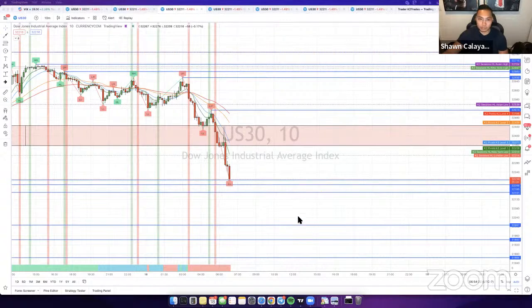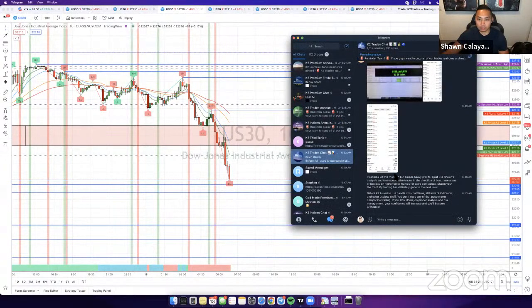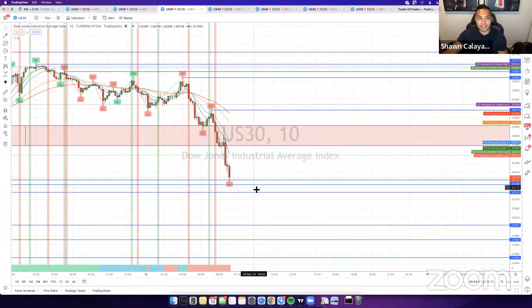And this is stuff that you'll build up. Like Kevin joined K2, like how long ago, Kevin? You joined K2 a couple of weeks ago, right? Or maybe a month ago. Kevin over here said, before K2, I used to use candlestick patterns, all kinds of indicators and other useless stuff. You don't need any of that. People overcomplicate trading. If you slow down, do proper analysis and risk management, your confidence will increase and you'll become profitable. So yeah, see, Kevin's been here for like one month. He has the confidence in my analysis and he also knows where price is going to go.